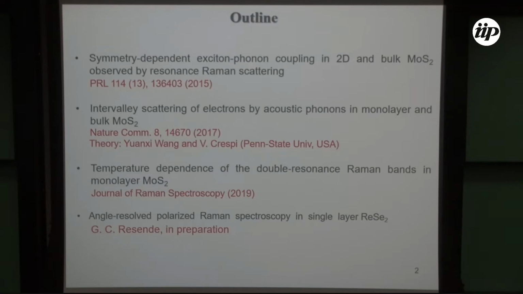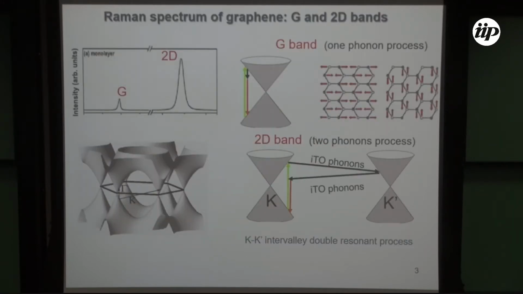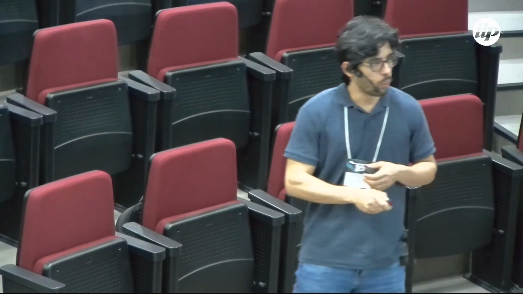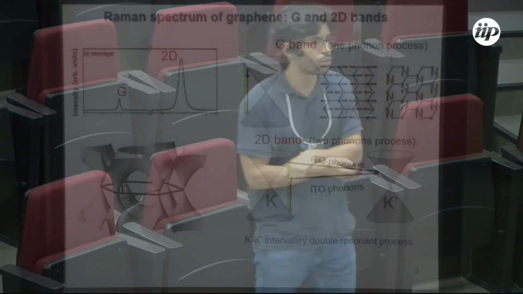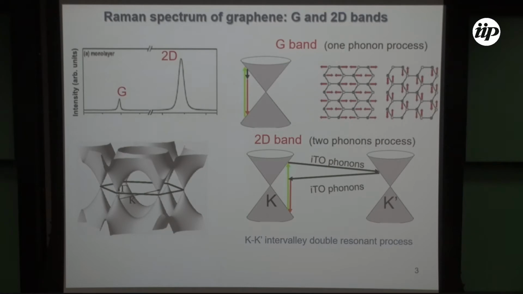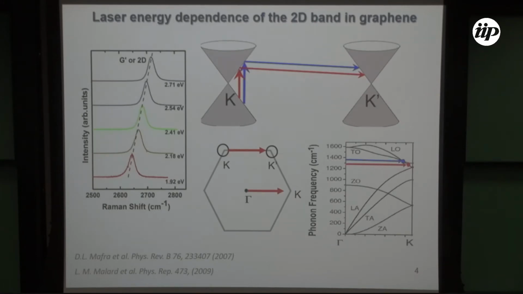So when I talk about intervalley scattering in Raman, we know graphene, and we already learned this in the morning. So this is a Raman spectrum of graphene. Here we have the G-band, a one-phonon process, as we learned this morning, related to the in-plane vibrations in the graphene lattice, and we have the 2D band, which is a two-phonon process, or intervalley scattering between the K and K prime points. The momentum conservation, in this case, is satisfied because we have two in-plane transverse optical phonons participating in the process. The most interesting thing about graphene is that it is always in resonance in the visible range.